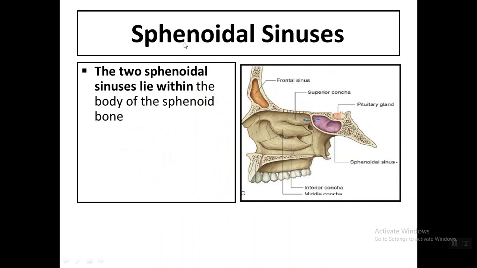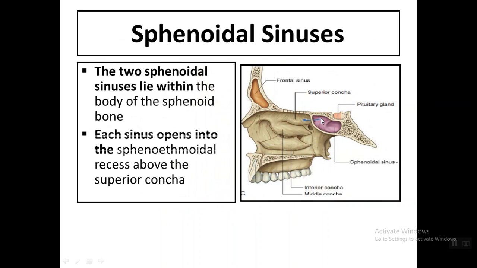The sphenoid sinus: the two sphenoid sinuses lie within the body of the sphenoid. Each sinus opens into the sphenoethmoidal recess above the superior concha. قاعد نشوف انه how the superior concha is small. The area above is called the sphenoethmoidal recess. It will receive the opening of the sphenoid sinuses.